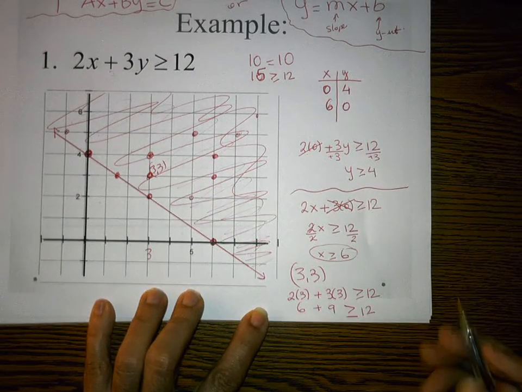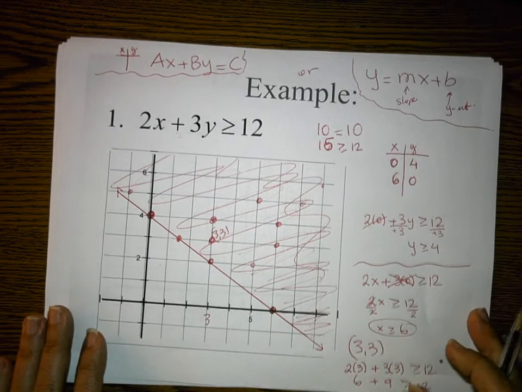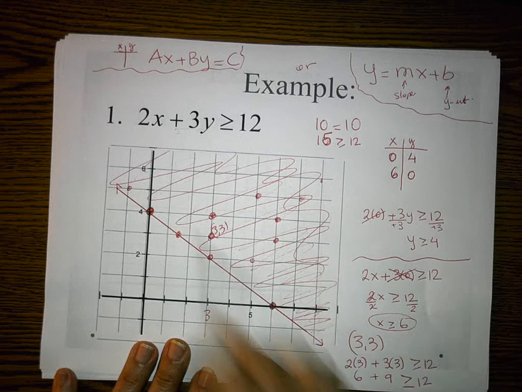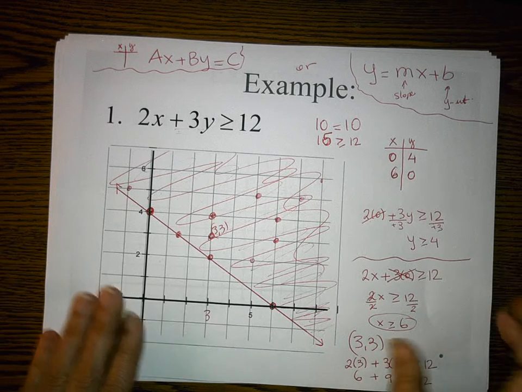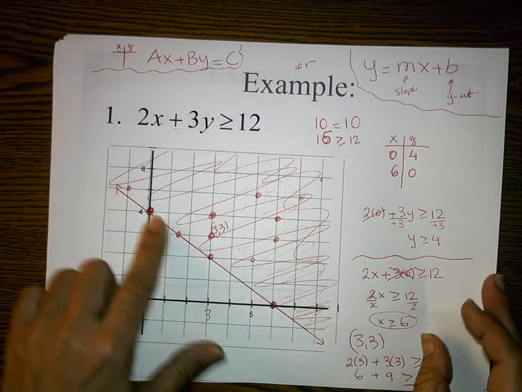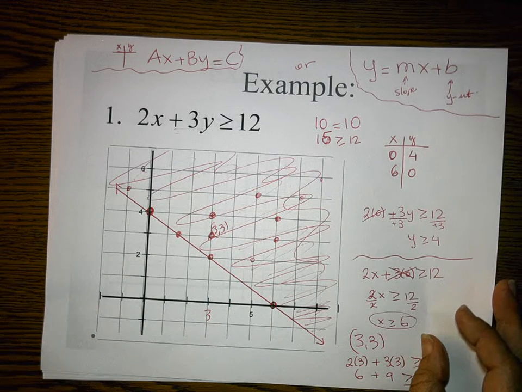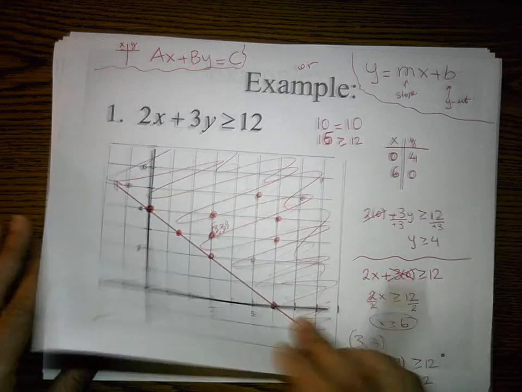Okay? So as you can see, it's good to understand why I am shading. Because when I'm shading here, I'm telling you the solutions are all here to make this a true statement. So I can pick a point on the line because the line is solid. If the line was dashed, I would not pick a point on the dashed line. Okay, let's do another example.